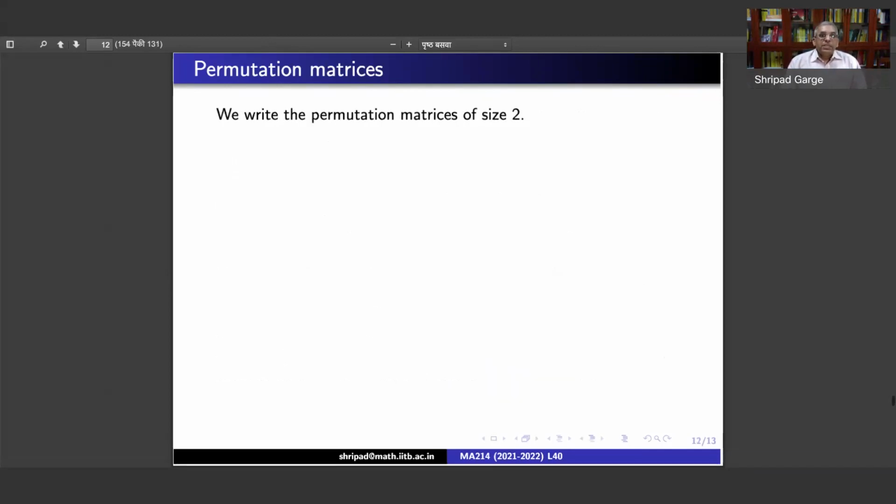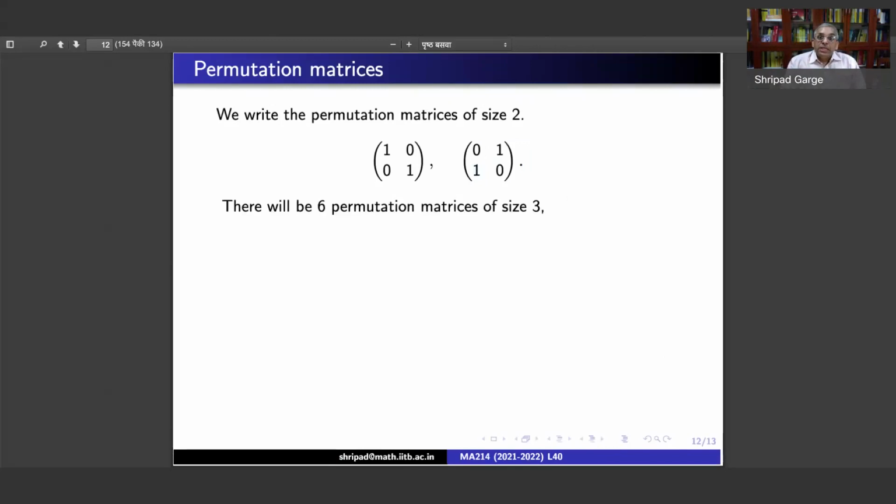To give you examples, these are the two permutation matrices of size 2. One is the identity matrix. The identity matrix is a permutation matrix because it permutes by keeping each row to itself, which is called a trivial permutation. The second matrix, if you multiply it to a 2 by 2 matrix, will interchange the rows. There are 6 permutation matrices of size 3. You can take it as a nice exercise to write them down, and in general, for size n, there will be n factorial permutation matrices.